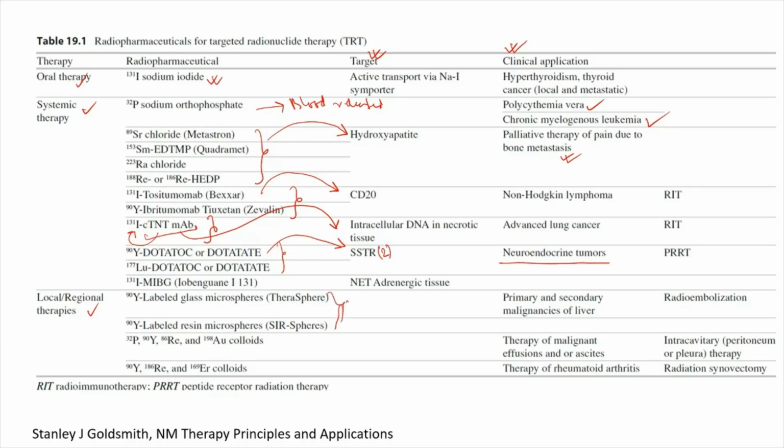malignancies of the liver. So then we have P32, yttrium 90 and gold colloids, which are being used in the therapy of malignant effusions and or ascites, and we call that an intracavitary therapy or peritoneum or pleura therapy. Fine. And the last one, yttrium 90 and erbium colloids, are being used in the therapy of rheumatoid arthritis, in the process which we call radiation synovectomy.